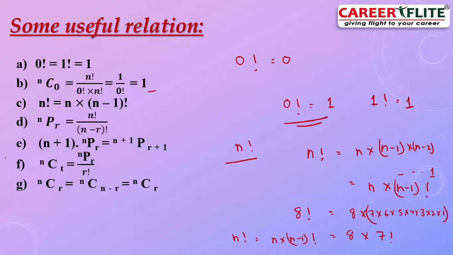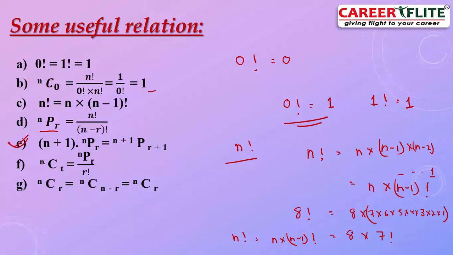Next comes the nPr formula. We have already seen what nPr is, n factorial divided by (n minus r) factorial. Similarly, for this formula, (n plus 1) into nPr equals (n plus 1)P(r plus 1). So this is also an important formula. When you take the left hand side and derive it, you will get the right hand side.